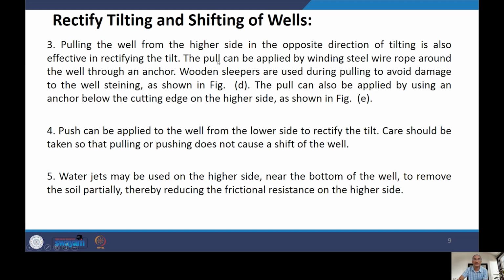So that means you need to pull it in the opposite direction. The pull can be applied by winding steel wire around the valve through an anchor. Wooden sleepers are used during pulling to avoid damage to the valve string, as shown in figure D. The pull can also be applied by using an anchor below the cutting edge on the higher side, which is shown in figure E. Then a push can be applied to the valve from the lower side to rectify the tilt.